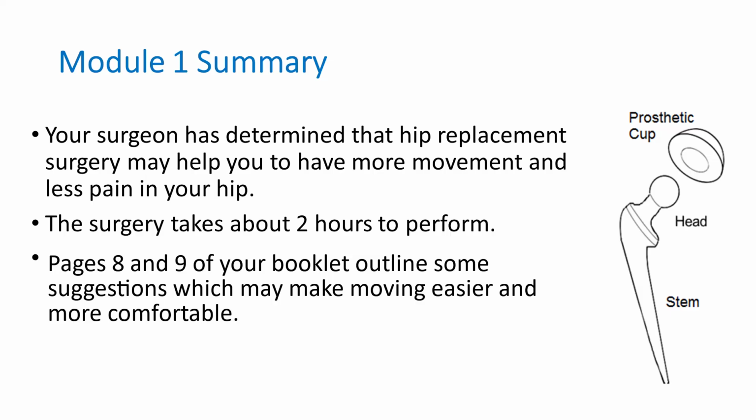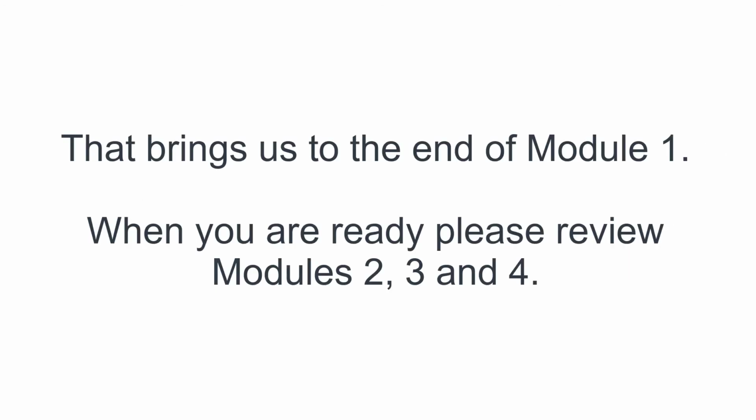Module 1 Summary. Your surgeon has determined that hip replacement surgery may help you to have more movement and less pain in your hip. The surgery takes about 2 hours to perform. Pages 8 and 9 of your booklet outline some suggestions which may make moving easier and more comfortable. That brings us to the end of Module 1. When you're ready, please review Modules 2, 3, and 4.